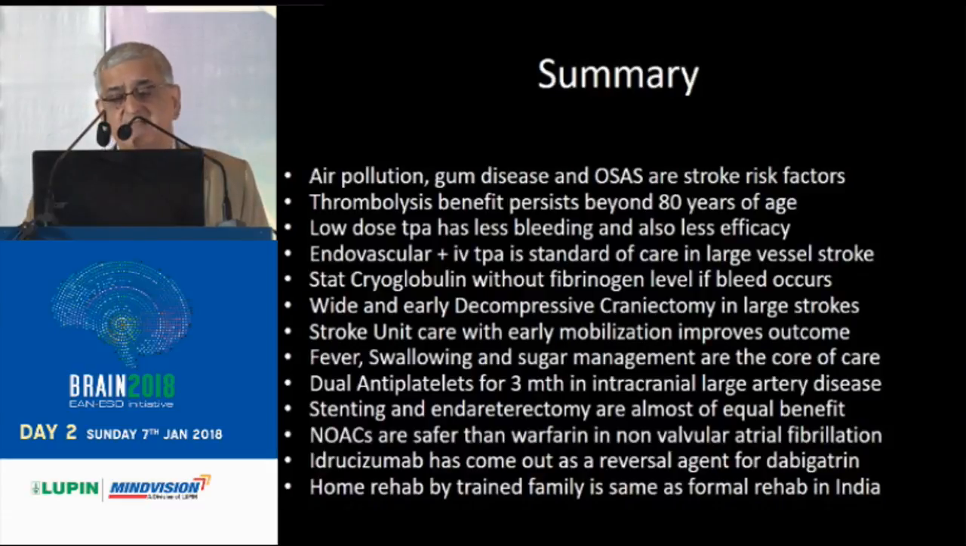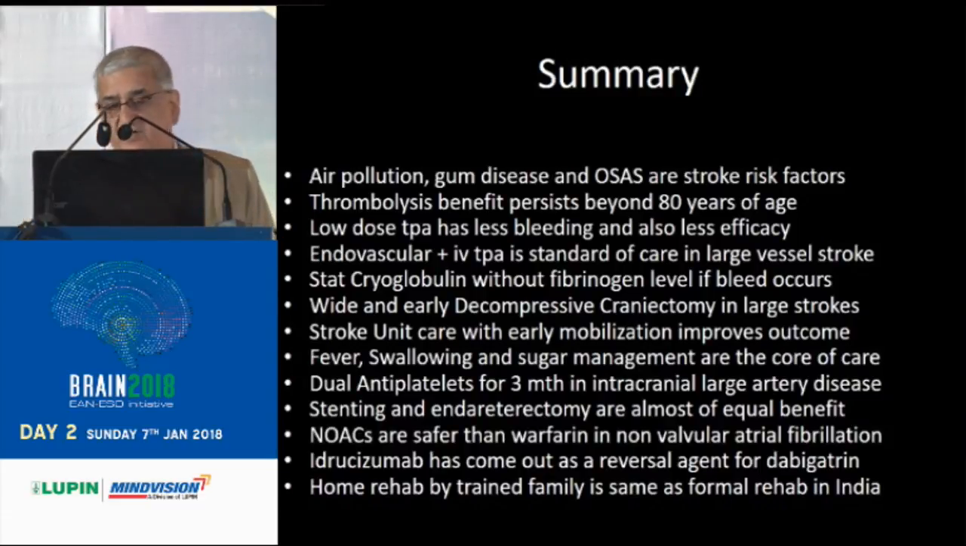Endovascular and IV TPA is standard care of stroke if it is because of a large vessel disease. And if a bleed occurs, then we should give cryoglobulin immediately, but before that send a fibrinogen level, and subsequent doses would depend upon the fibrinogen level. The stat dose is 10 units. So in all blood banks, we should ask them to keep cryoglobulin ready. It takes them half an hour to thaw that cryoglobulin and send it to you. So you should keep that in your consideration.